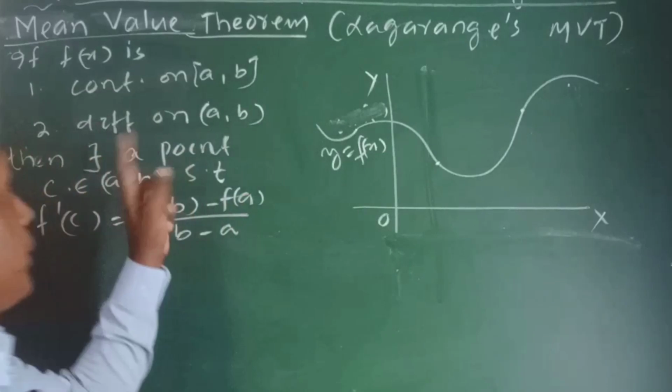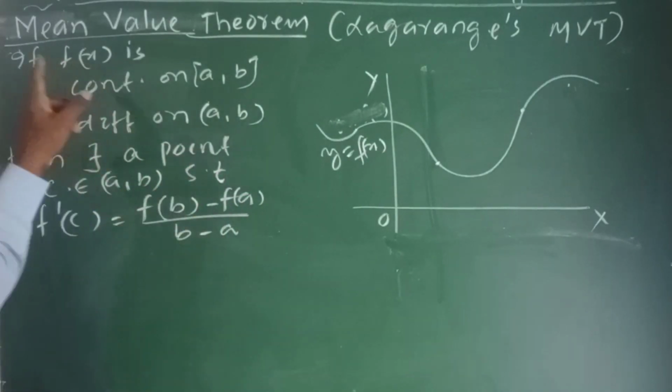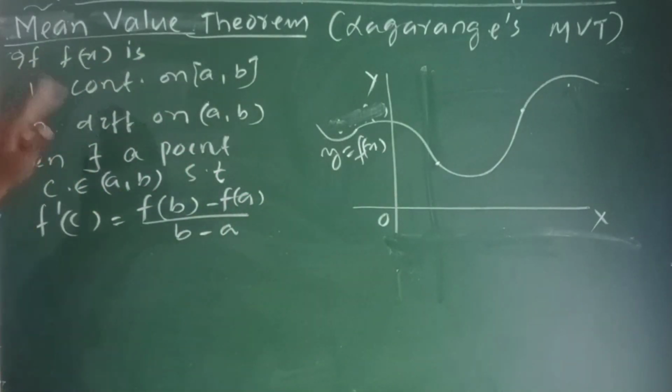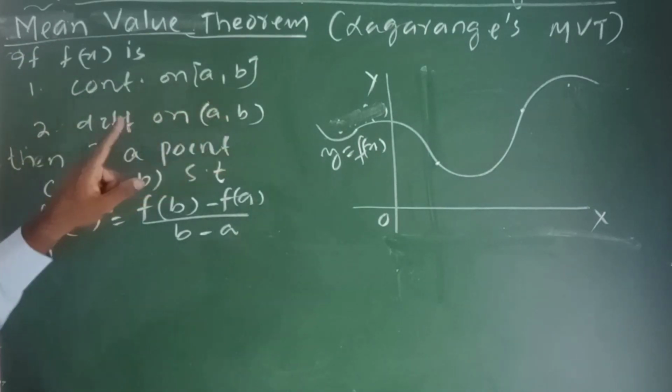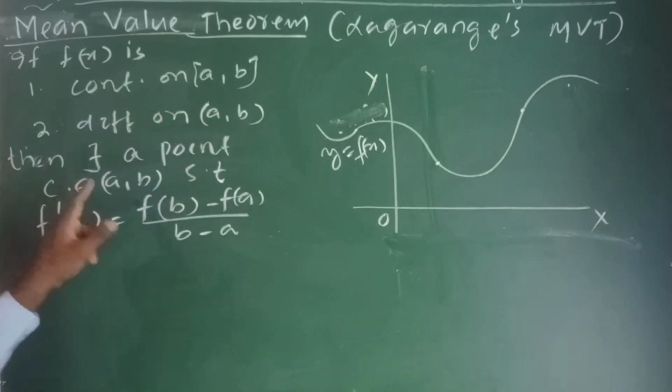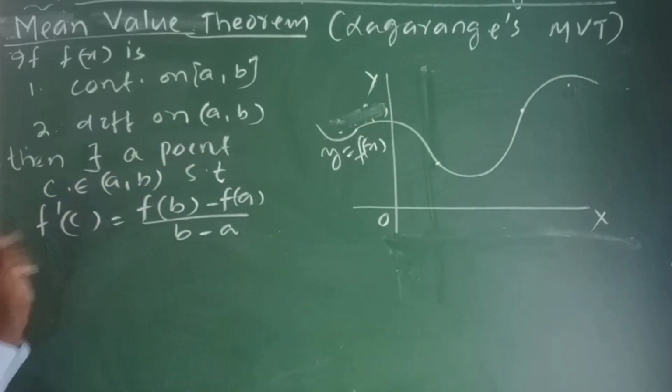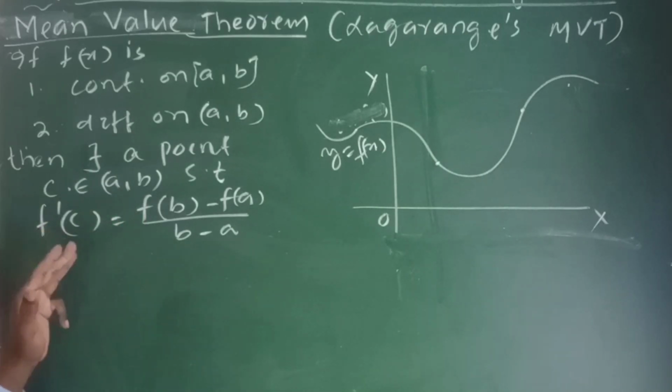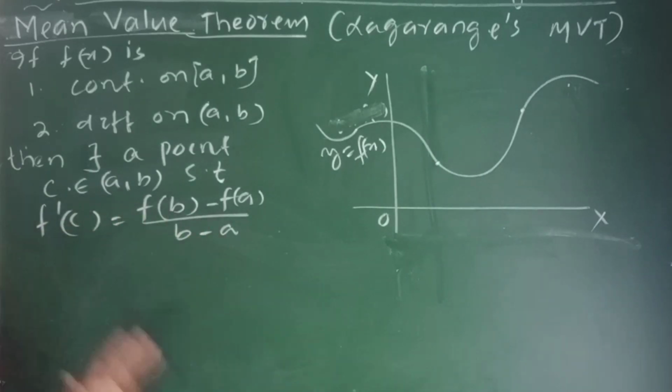Now, the geometrical representation of Lagrange's theorem, or mean value theorem. The condition of the mean value theorem is, if a function f of x is continuous on the closed interval and differentiable on the open interval, then there exists a point C in between A and B where f dash C is f of B minus f of A by B minus A.